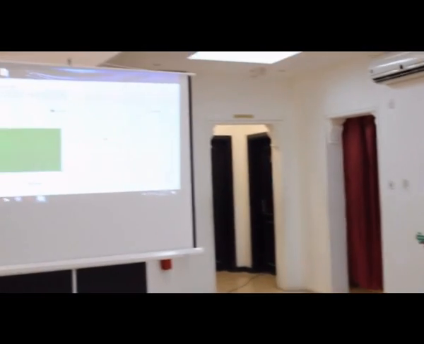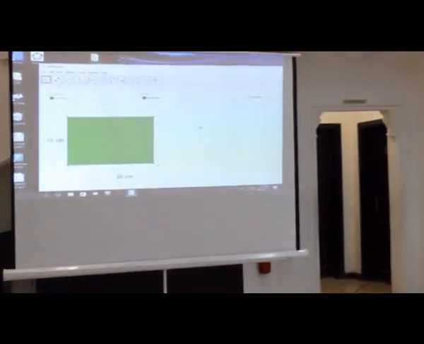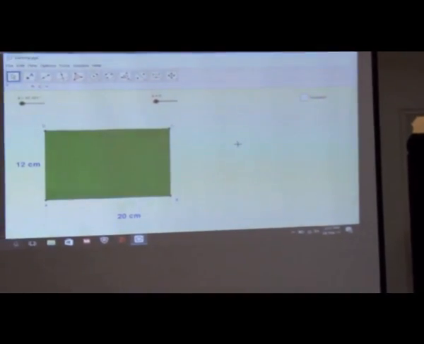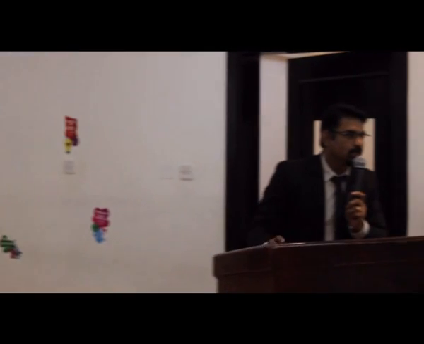Rectangle. It's a rectangle, of course, very familiar. A rectangle with sides 20 centimeter and 12 centimeter. Then can you say a few properties of this rectangle? Very good. Opposite sides are equal. Diagonals bisect each other. Very good. What else?